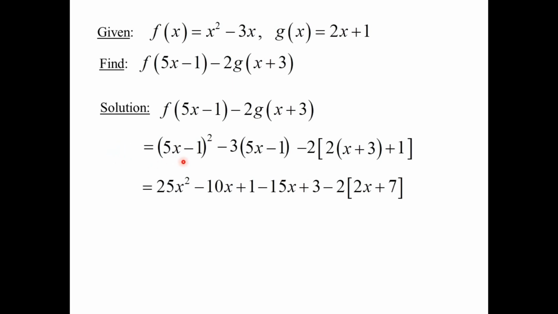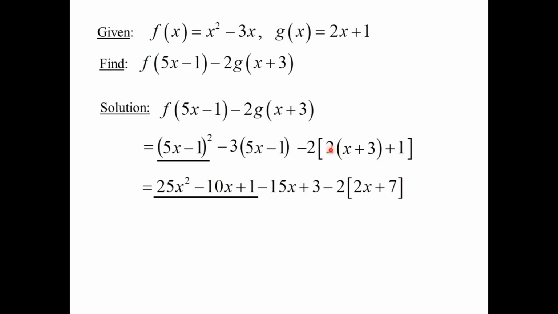Notice, when we square a two-termed expression called a binomial, we get these three terms. When we square that, we get this: 25x squared minus double the product, minus 10x, plus 1. And then what I did was I expanded minus 3 times 5 is minus 15x plus 3. And I saved the multiplication of the 2 times this square bracket. I saved it till the next line.